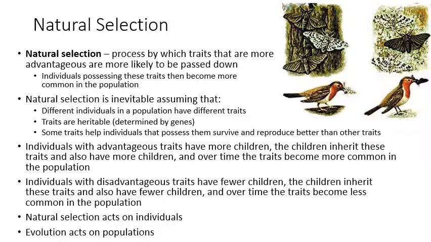So natural selection is actually acting on individuals. An individual will have advantageous traits or disadvantageous traits. An individual will have more children or fewer children. But evolution as a whole, sorry guys, that was my cat. Evolution as a whole acts on populations. So an individual either has children or doesn't have children, or has more children or has fewer children. But the proportion of individuals in the population that have a certain trait changing over time, that's what evolution is.